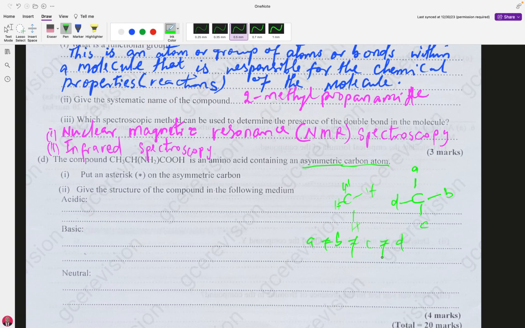A carbon atom attached to four different groups, or bonded to four different groups, is what we call an asymmetric carbon atom. And if you were asked to put an asterisk on an asymmetric carbon atom, your asterisk is supposed to be here, on the carbon atom here. This is the asymmetric carbon atom. I have an example here for you.